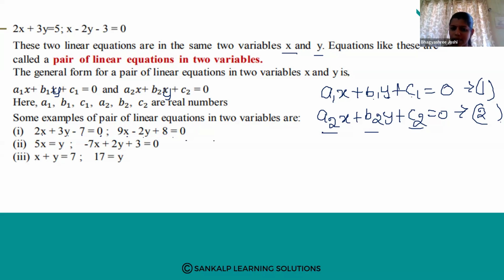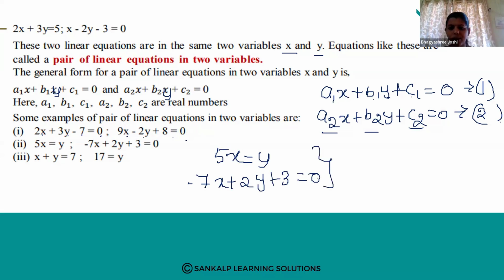5x is equal to y, 7x plus 2y plus 3 is equal to 0. So 5x is equal to y, and 7x plus 2y plus 3 is equal to 0. This is another equation. This is also a pair of linear equations, right? Next, x plus y is equal to 7 and 17 is equal to y. This is also a pair of linear equations, right? So these all are examples of pairs of linear equations.